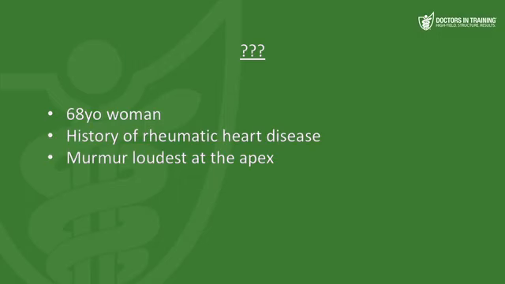Ready for the answers? The first one was a woman with rheumatic heart disease and a holosystolic murmur in the mitral position. That's mitral regurgitation.